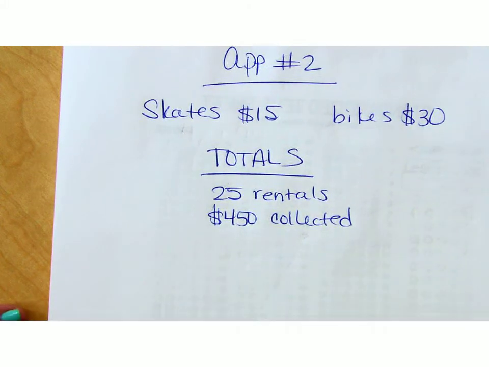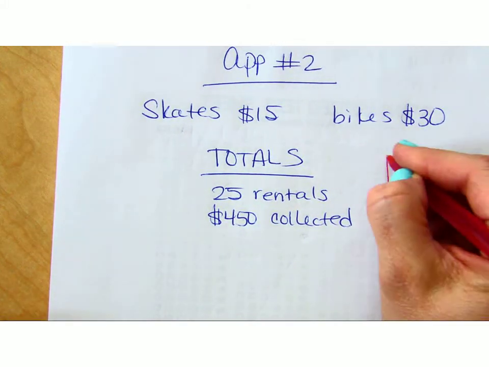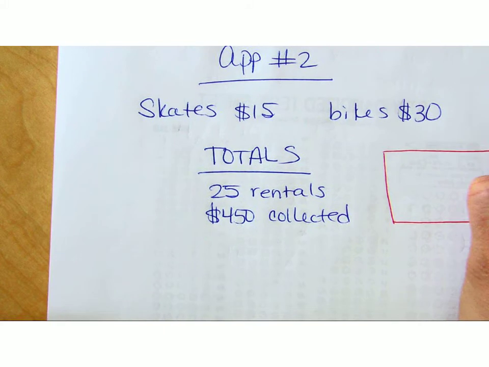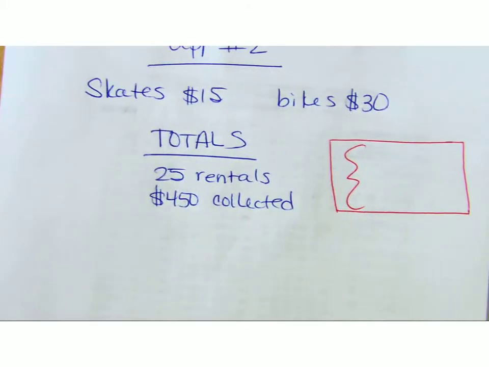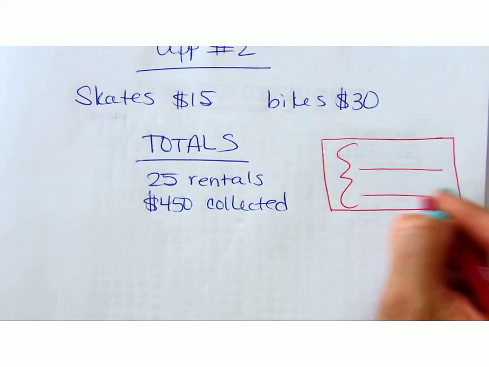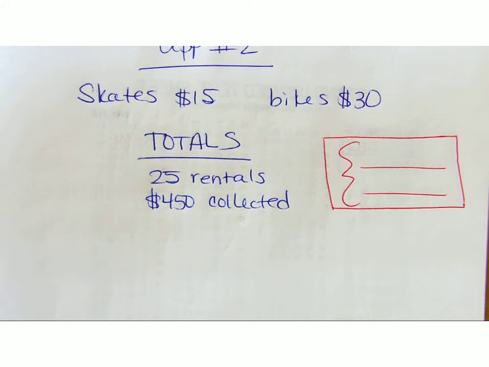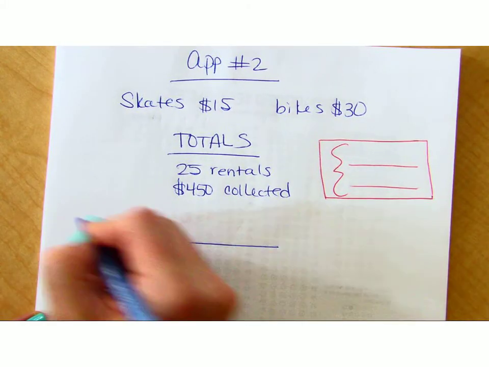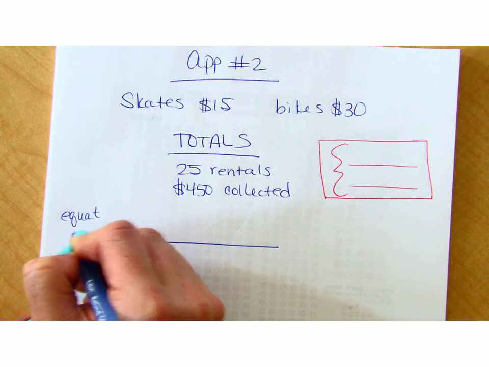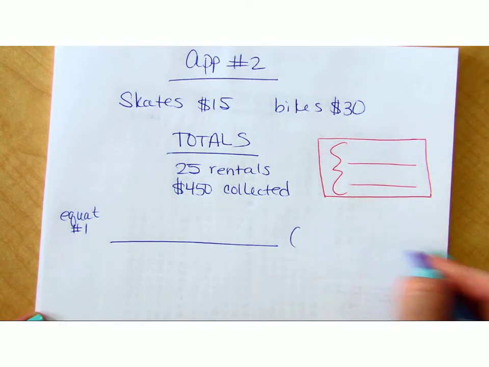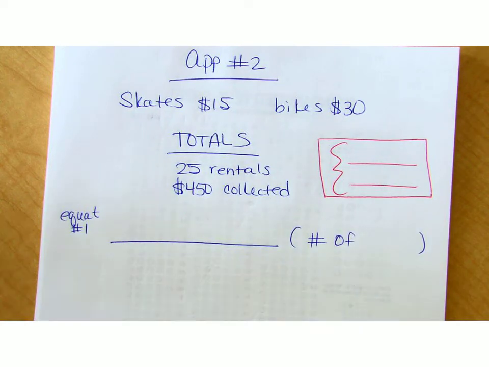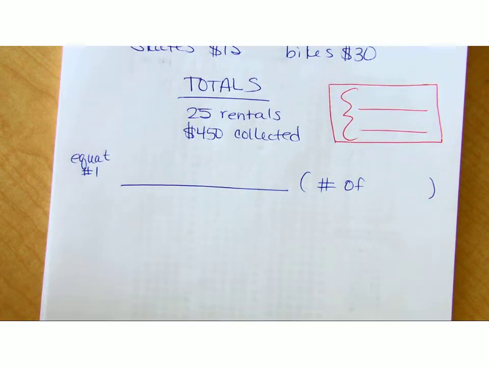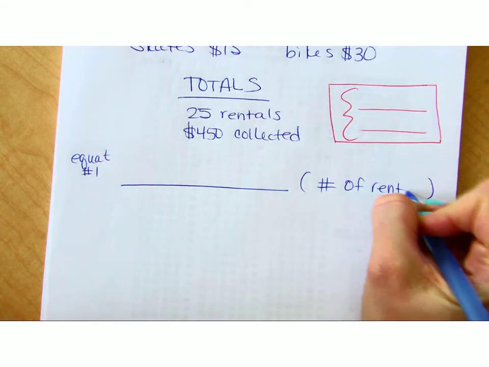So watch. He's trying to figure out how we're going to do this. We have to set up a system of equations, right? Okay? So to get these two equations, I'm going to walk you through how to do it. Equation number 1 is going to be an equation made up of the number of things. In this case, it's rentals. Next problem, it might be books, and the next one, it might be hours. In this case, this equation is going to be my number of rentals.